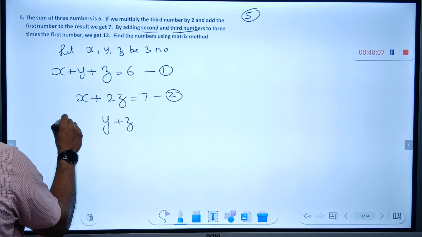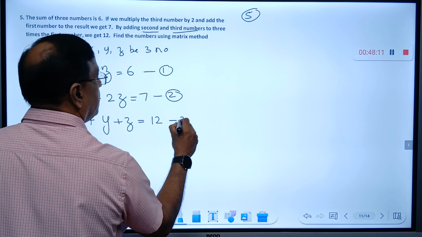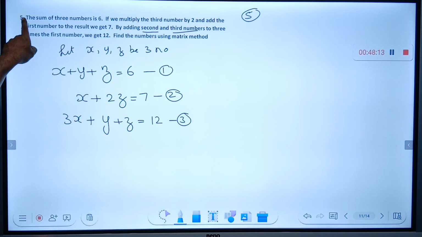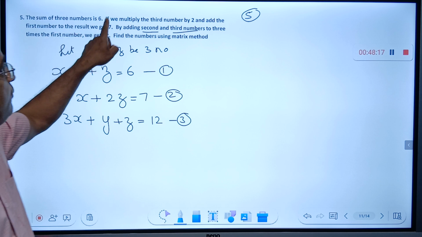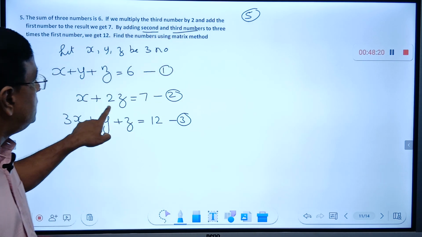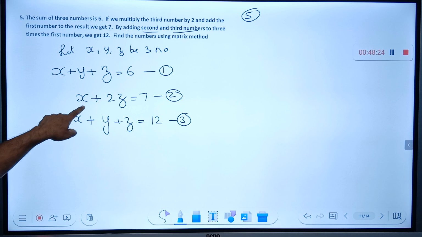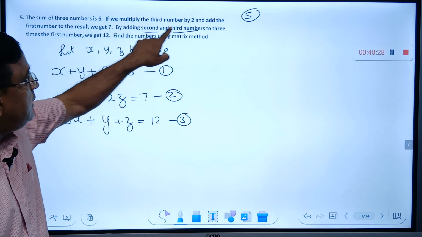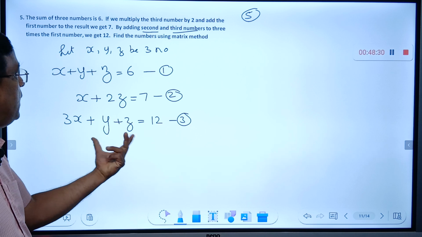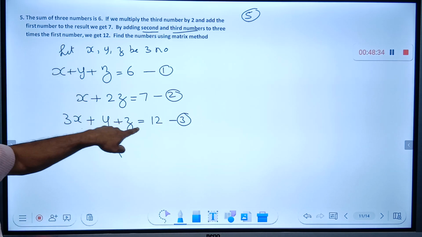To 3 times the first number, I get 12. See? Again, the sum of 3 numbers is 6. X plus Y plus Z is 6. If we multiply the third number by 2, that is 2Z, and add it to the first number, that is X, the result is 7. If you add the second and third number to 3 times the first number, the result is 12.